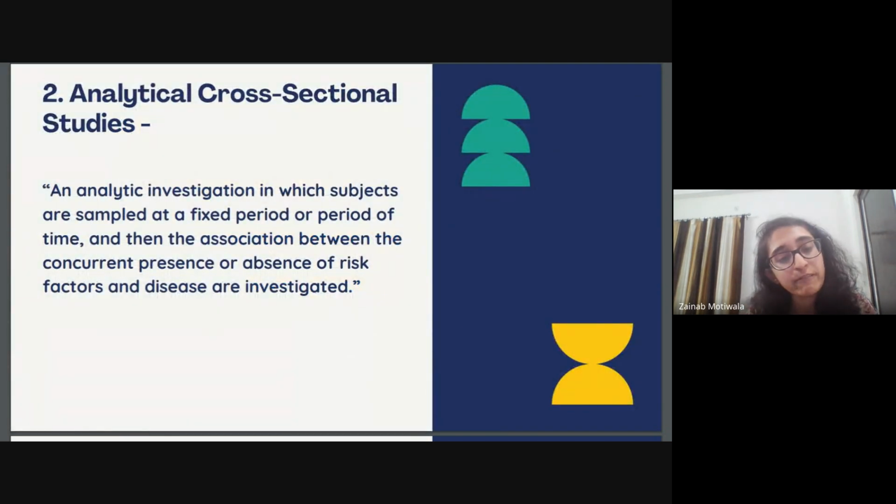Now, initially, we spoke about what descriptive cross-sectional studies are. Now we talk about what analytical cross-sectional studies are. An analytical cross-sectional study is an investigation in which subjects are sampled at a fixed period and then an association is made between the risk factor and the disease. That is what analytical studies are, where we are actually establishing a relationship between the risk factor and the disease development.